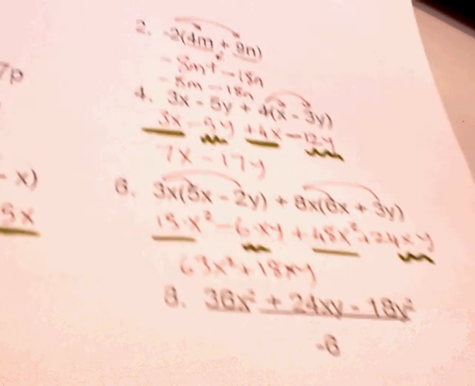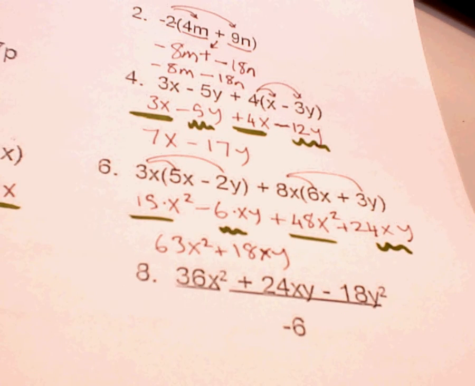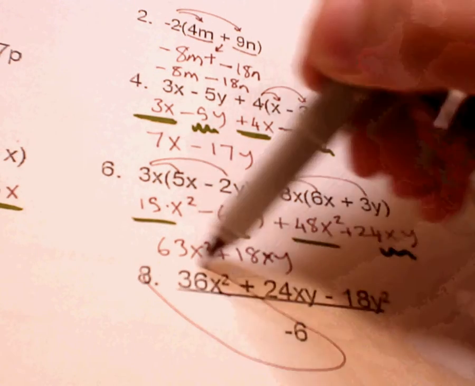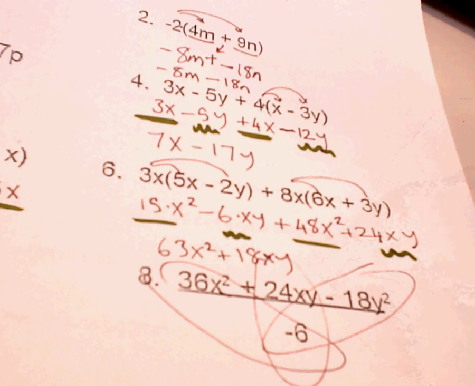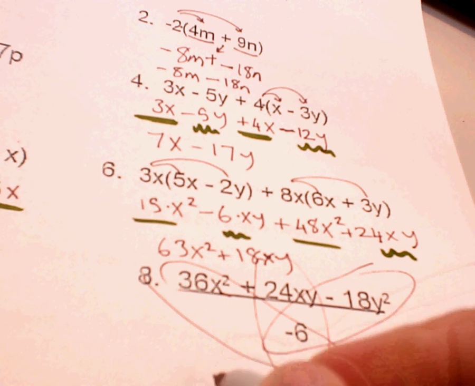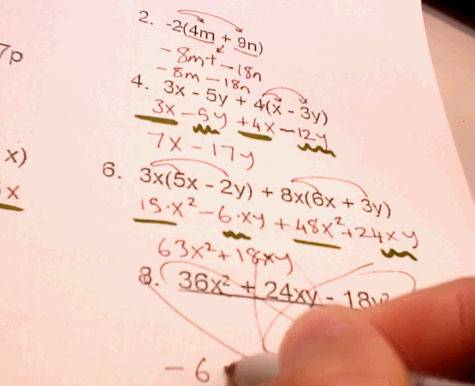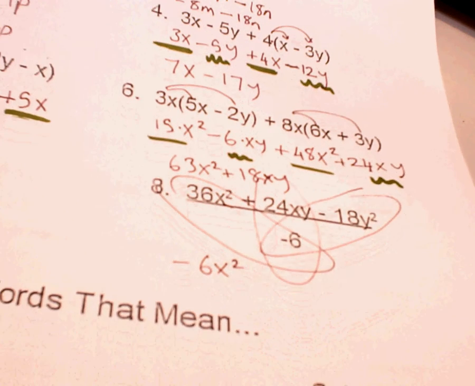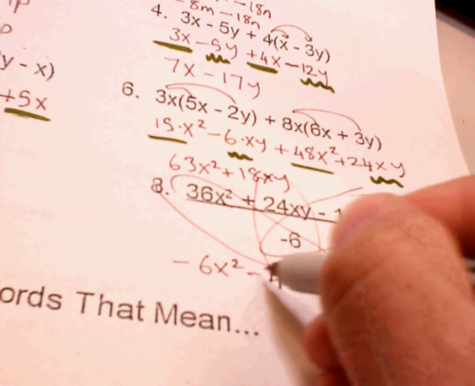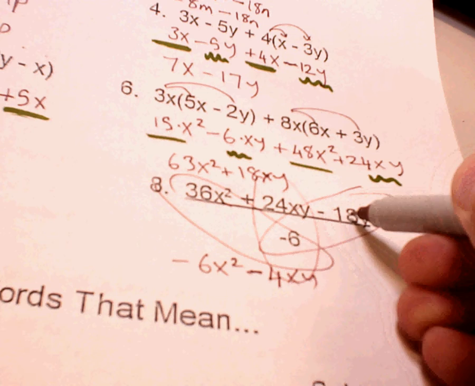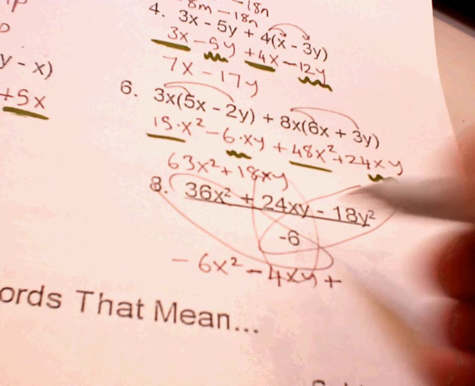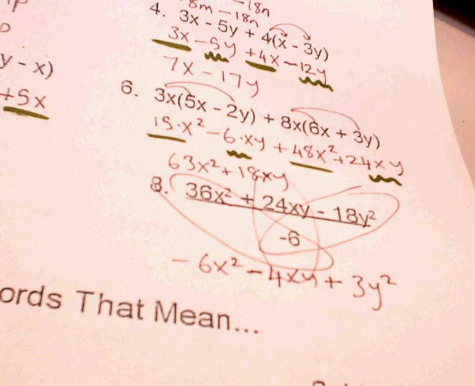Let's look at the last one here. On this example, we are going to again assign each term with the denominator, and we will do our division. Positive 36x squared divided by negative 6 is negative 6x squared. Positive 24xy divided by negative 6 is negative 4xy. Negative 18y squared divided by negative 6, negative divided by negative is positive. 18 divided by 6 is 3y squared. And this would be our final answer.